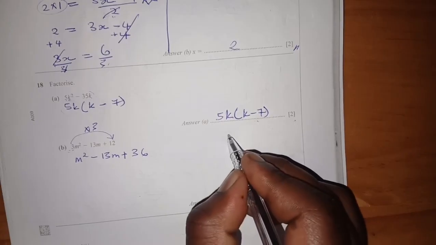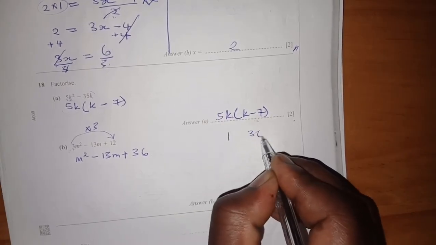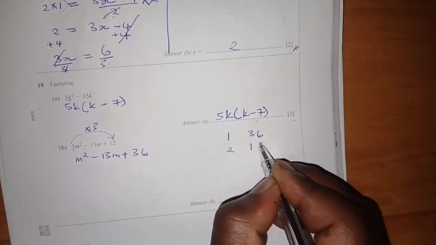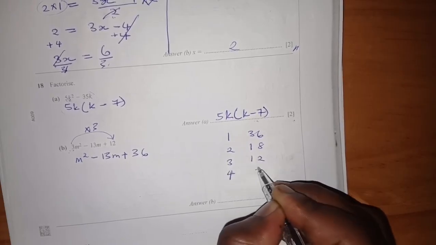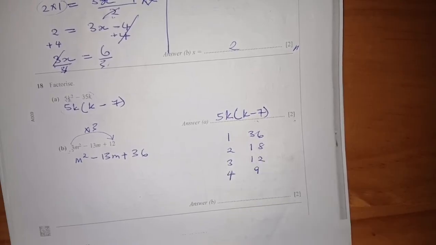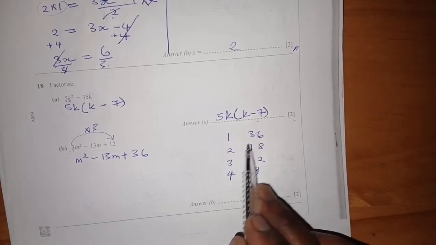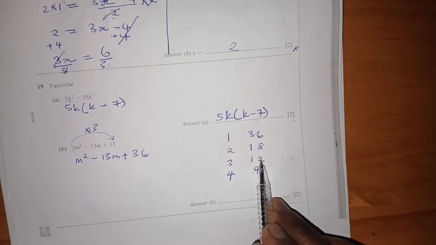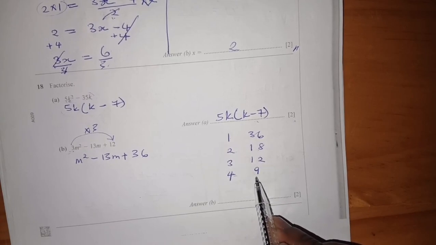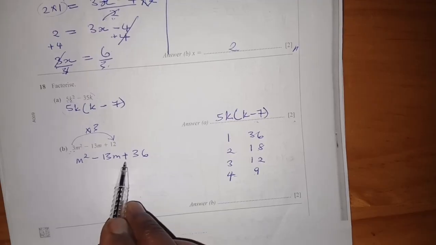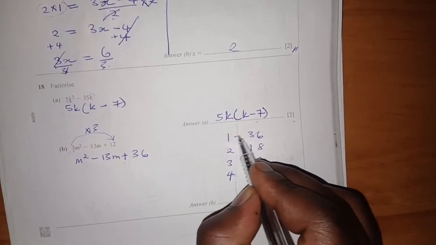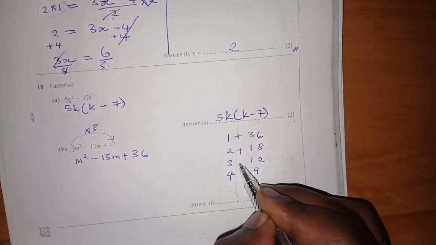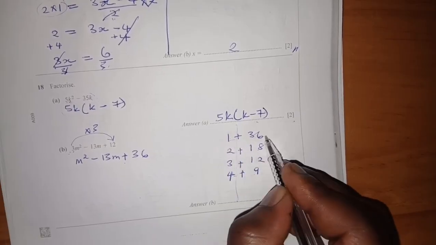So now let's list the factors of 36. We have 1 and 36. We have 2 and 18. We have 3 and 12. We have 4 and 9. So basically those are the factors of 36, such that this times this is 36, this times this is 36, this times this is 36, this times this is 36. Now take this sign, put in between, plus, plus, plus, plus.